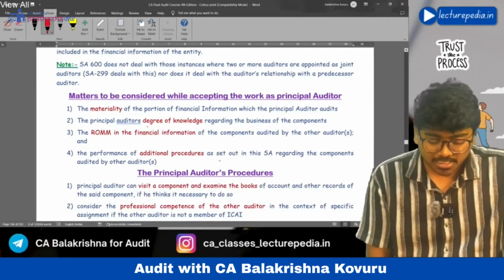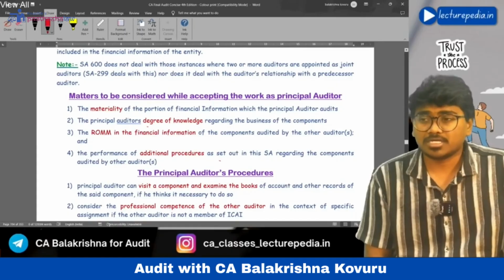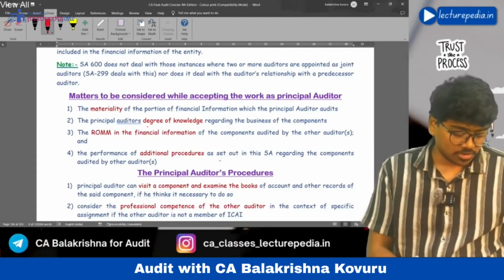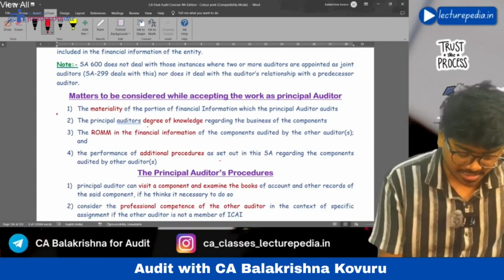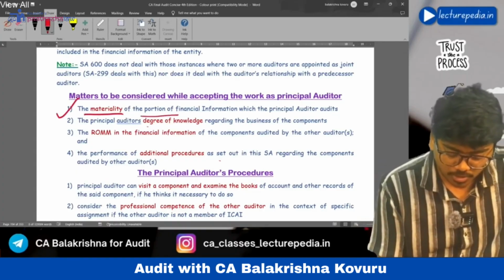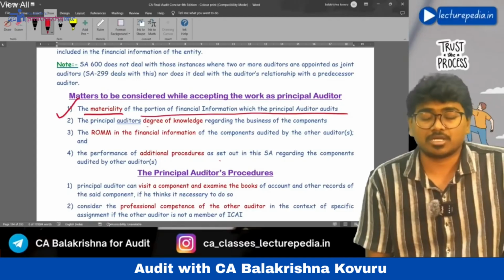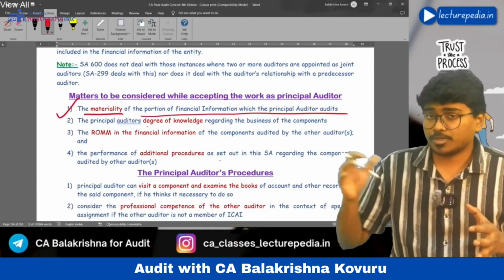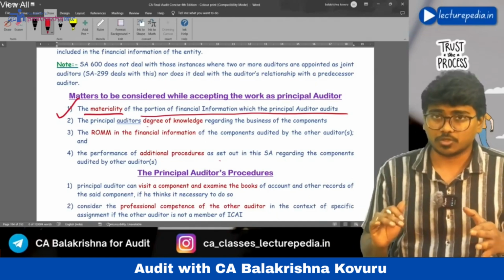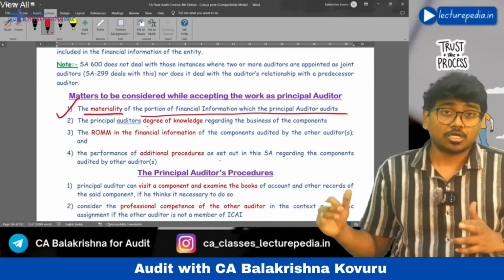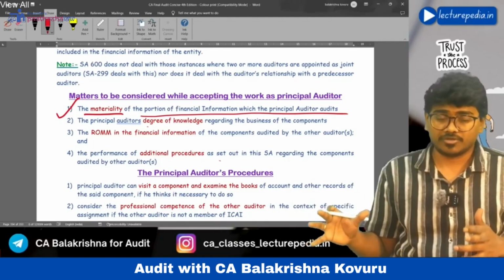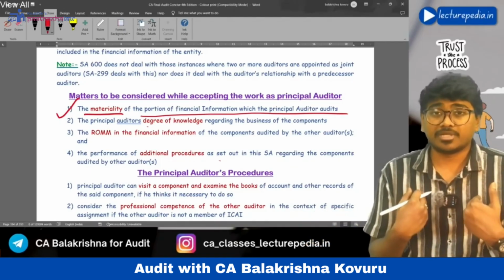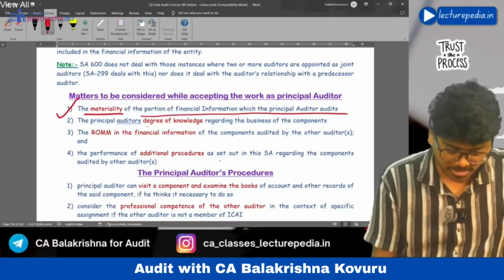Now, what matters should be considered by the principal auditor while he accepts the audit of consolidated financial statements? Let us see. Materiality of a portion of financial information which the principal auditor audits. In the consolidated financial statements, components' financial statements will also be included, which will be audited by the component auditor. Apart from those component financial statements, how much of the CFS should be audited by the principal auditor? So that materiality needs to be considered.